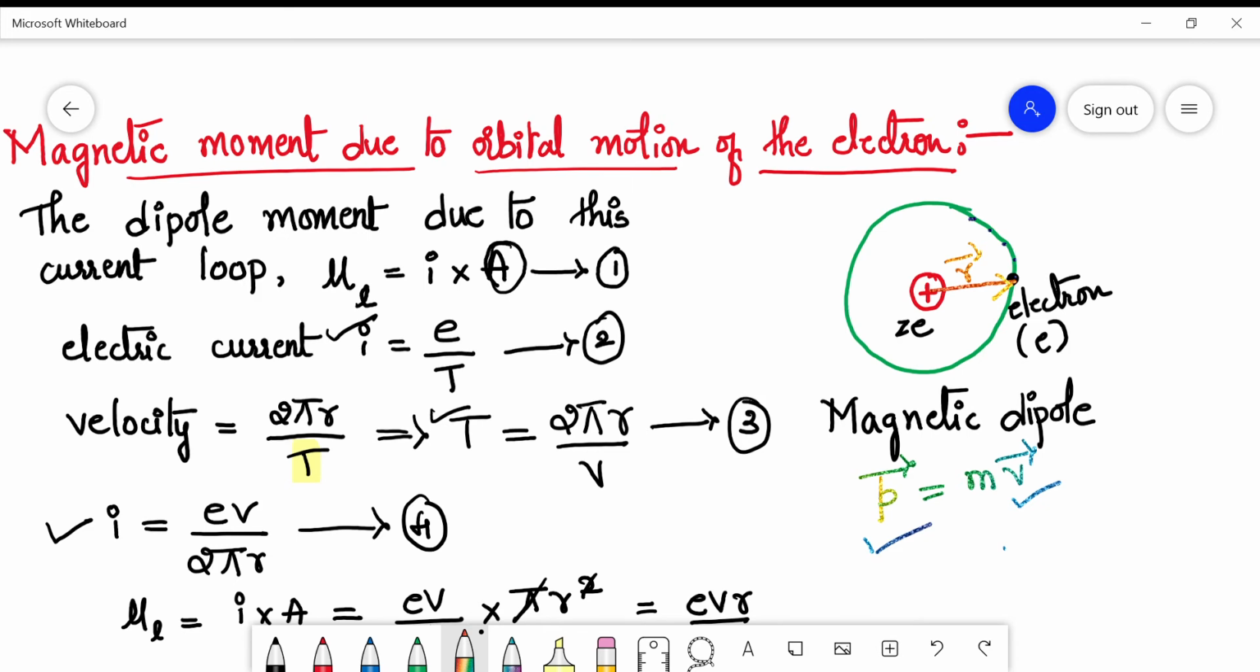So, if I draw a tangent here, this will be the direction of V. Now, what is the angle between R and V? See here, the direction of V is also the direction of P. Then the angle between R and V is 90 degrees. Then the angle between R and P is also 90 degrees.